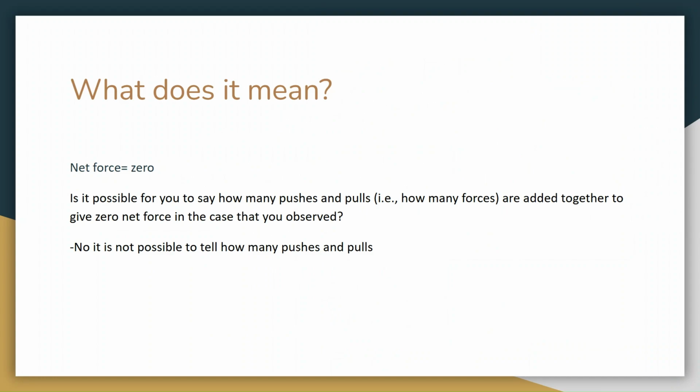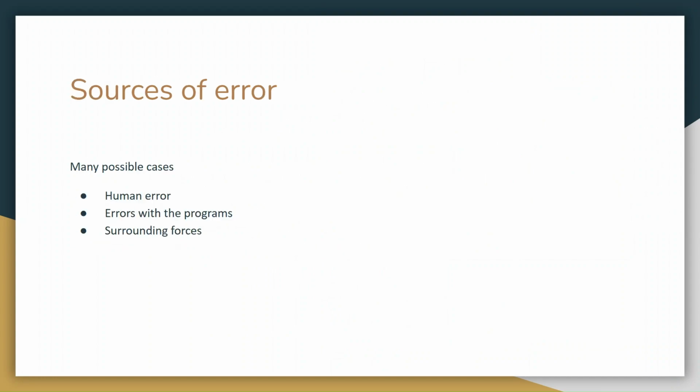So we have to figure out, is it possible to say how many pushes and pulls are added together to get 0 net force in the case that we observed? I have to say no, it is not possible to tell how many pushes and pulls there are. There are so many different factors that go into it, so many different pushes and pulls, that it's not possible to figure all of them out.